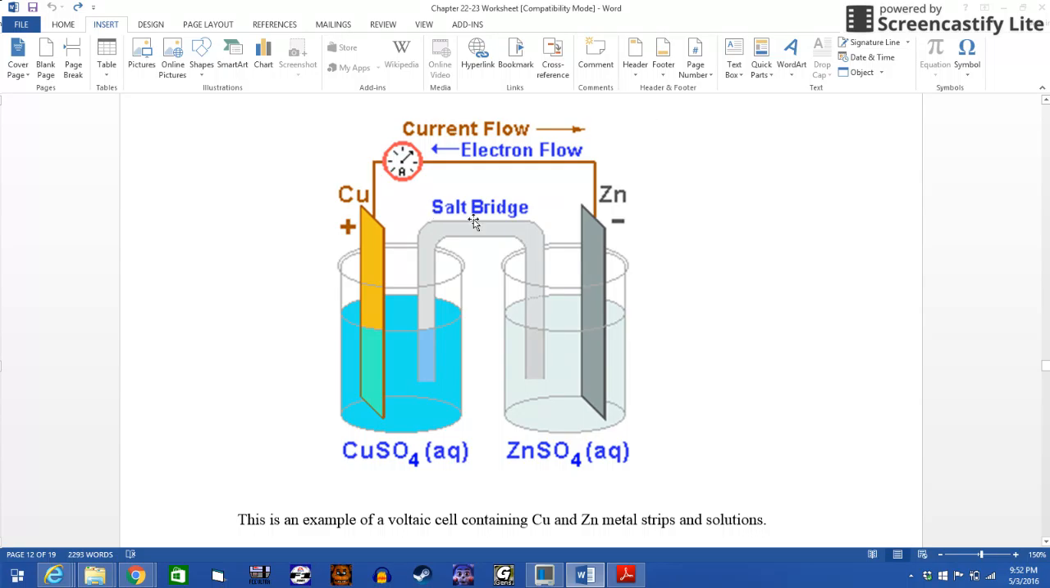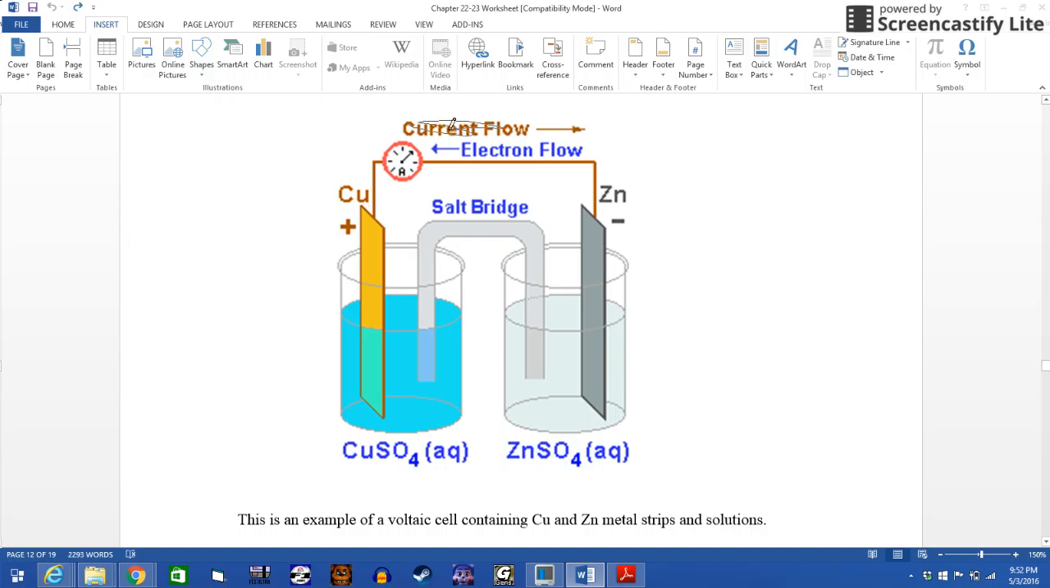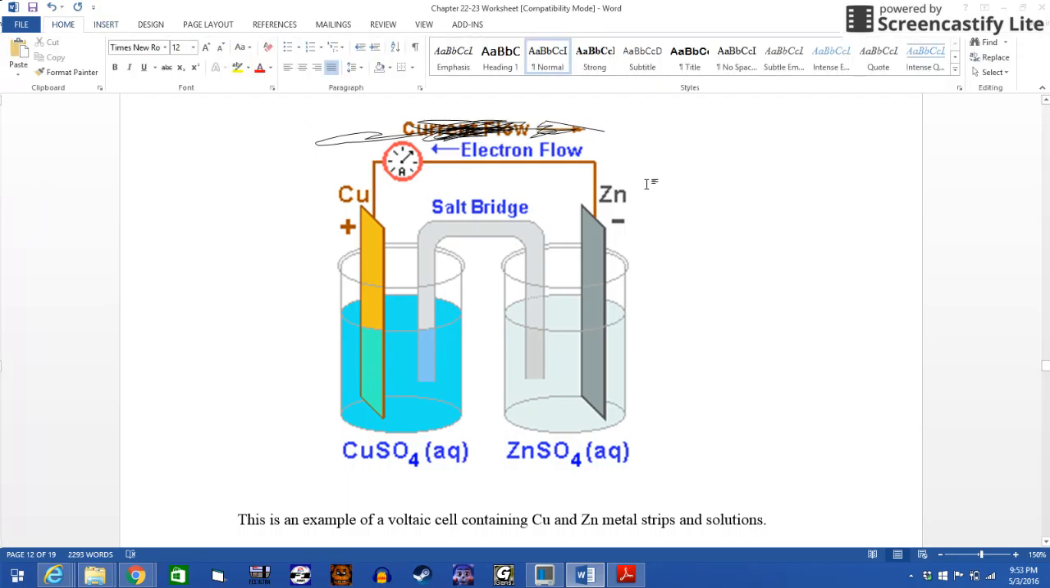We have this thing called a salt bridge. That's kind of new. We'll talk about that a little bit. Don't worry too much about this. This is an ammeter. This is just measuring current. And forget about current flow. I don't really care about that. So I'll start with my first shape here. We'll go freeform. I'll just go like this. Okay, we'll let that be for physics. Forget about current flow.